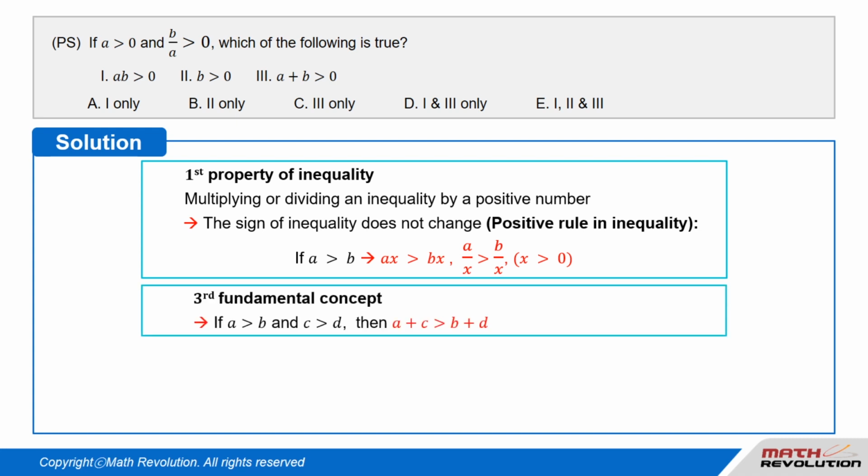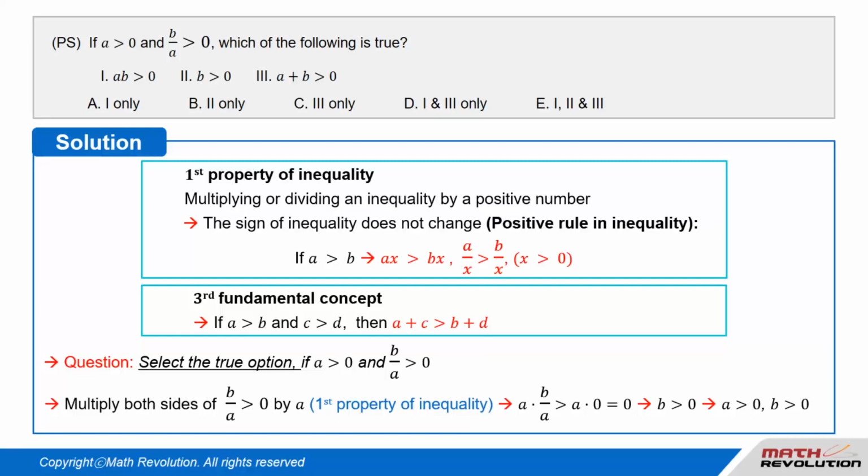The third fundamental concept in inequality. The sum of two larger quantities will be greater than the sum of two smaller quantities. If a is greater than b and c is greater than d, then a plus c is greater than b plus d. We are required to select the option that will be true if a is greater than 0 and b over a is greater than 0.